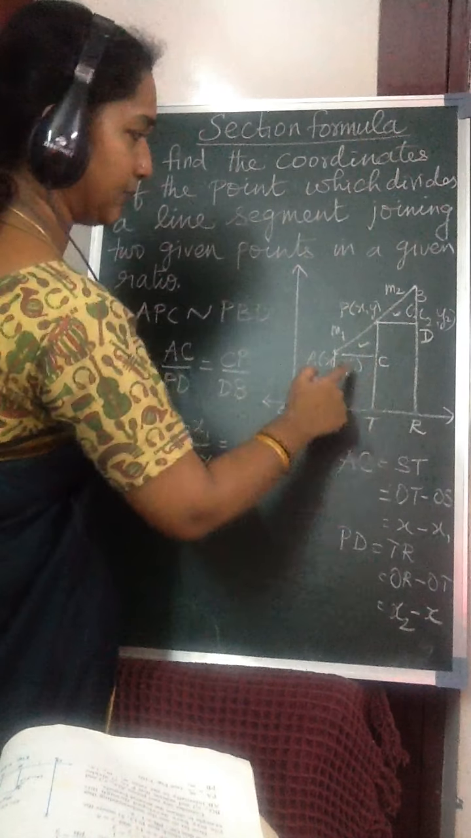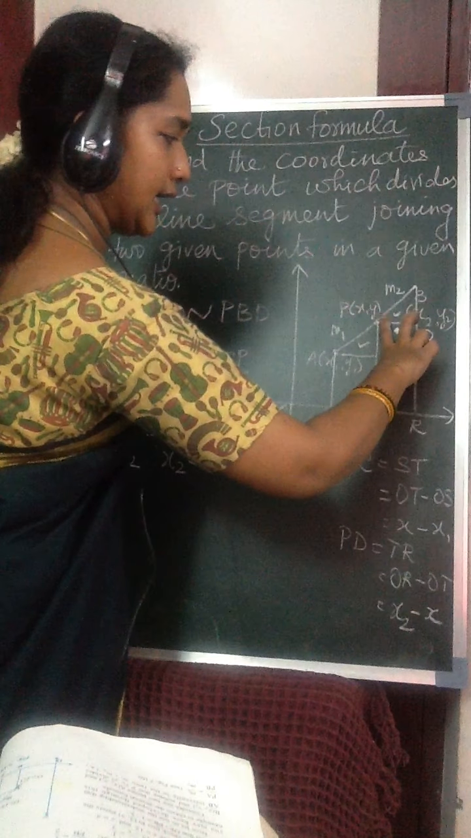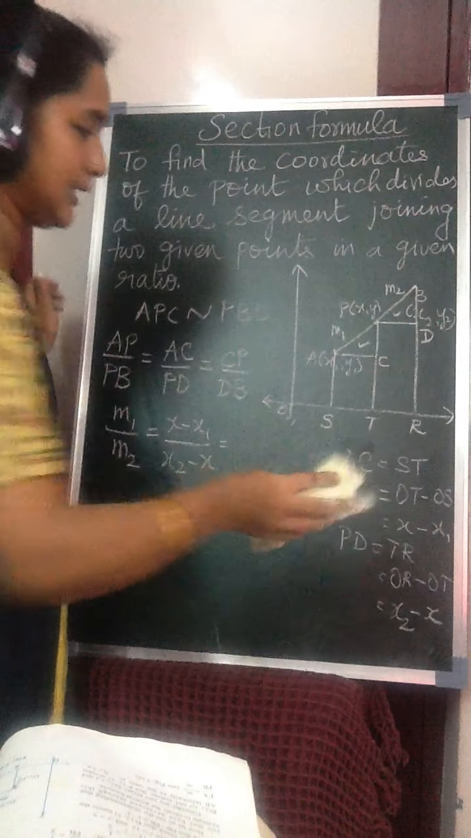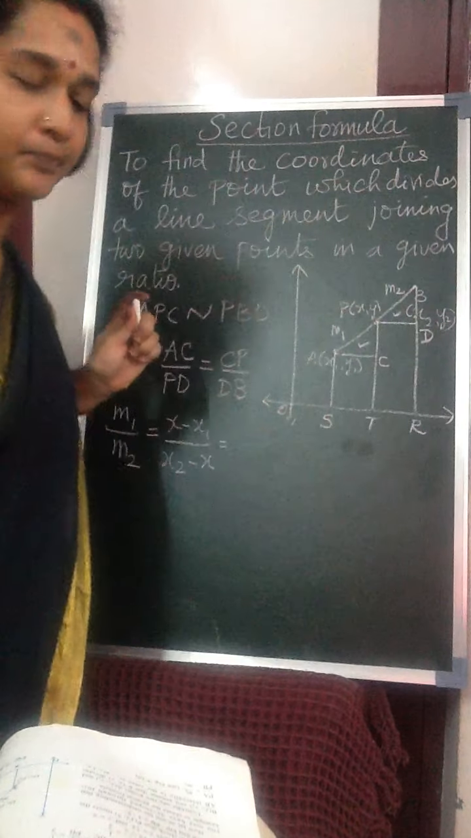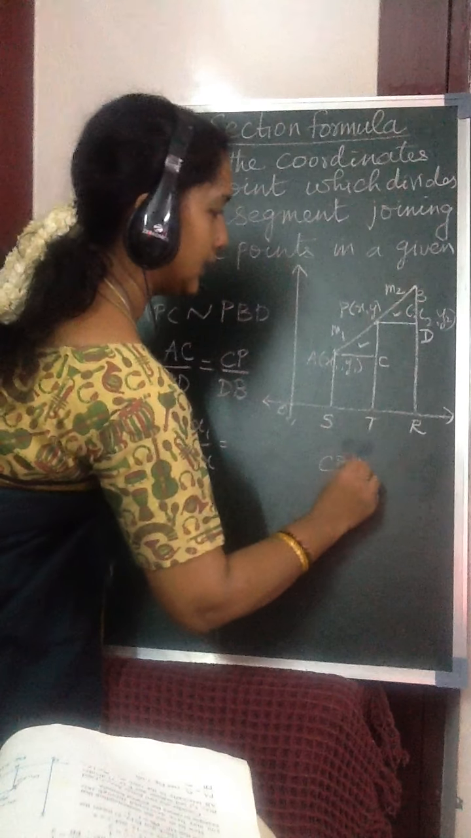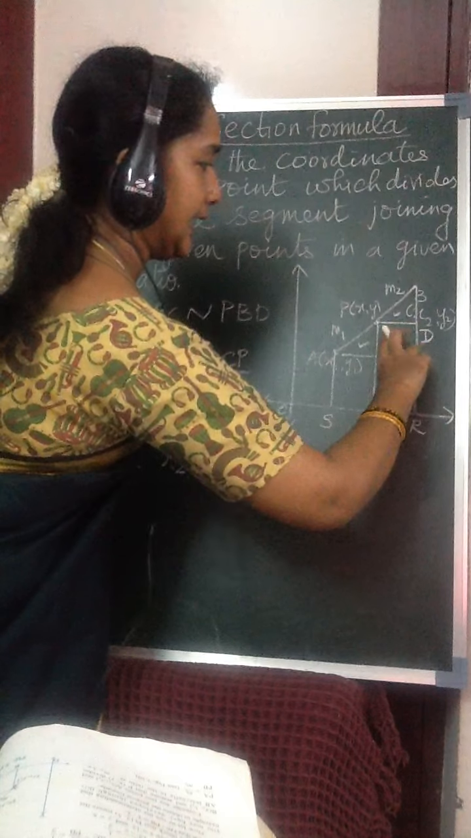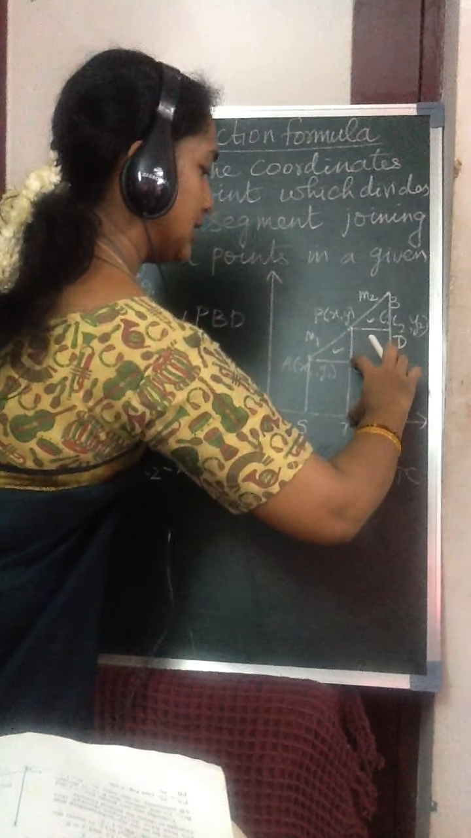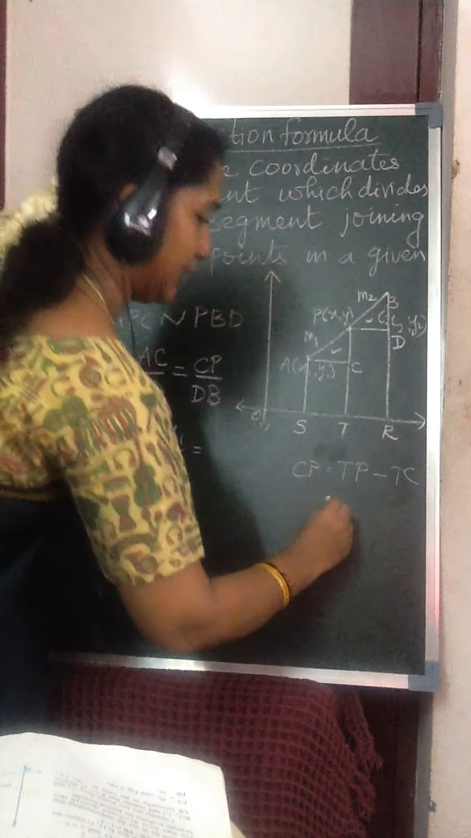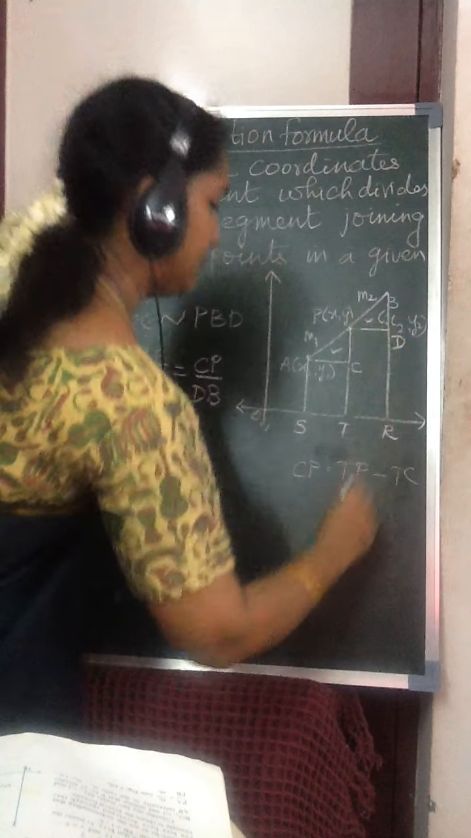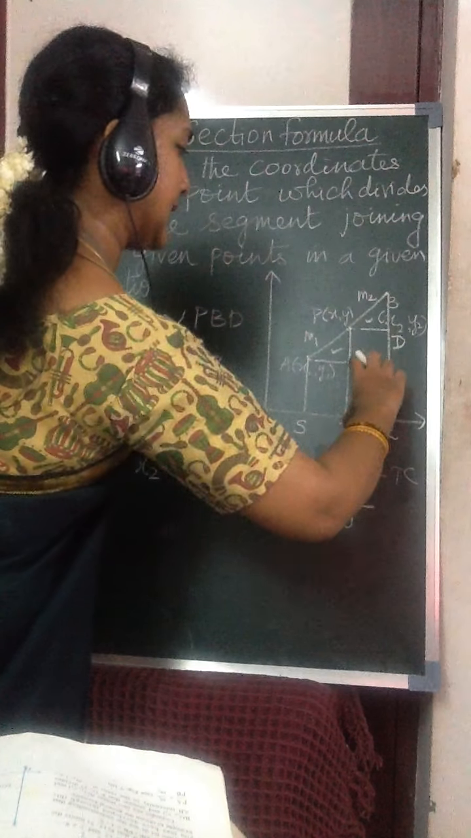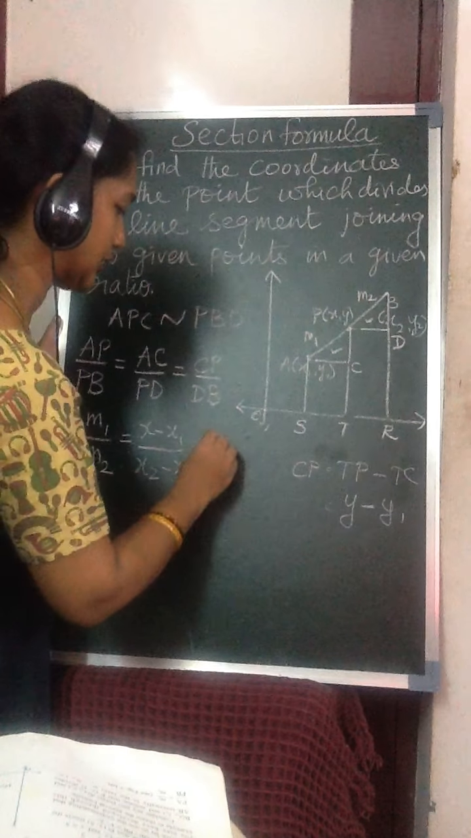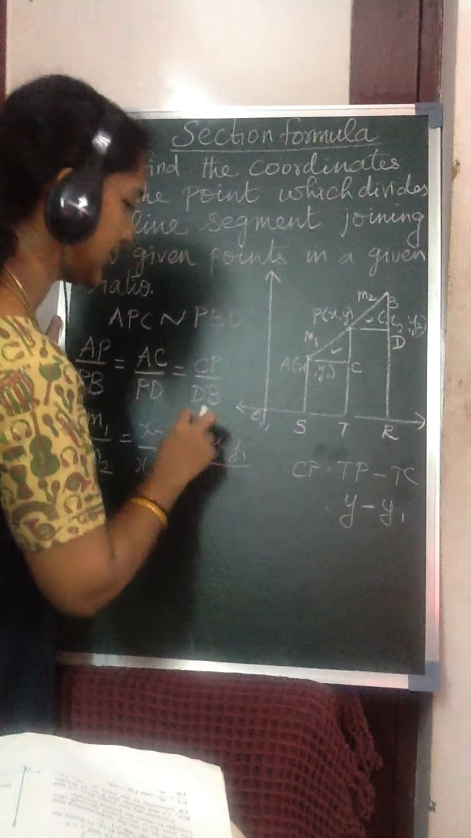In the same way, this length is CP. If you take the length of CP, you can find it as TP minus TC. This full length TP minus TC gives you the length of CP. So what is the TP length? TP length is Y. Y minus TC length, which is Y1. Then this CP value, you substitute Y minus Y1 by DB.